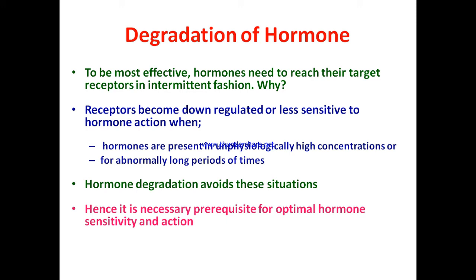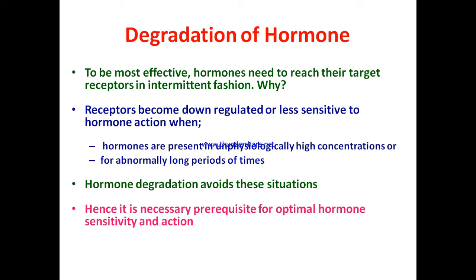To be most effective, hormones need to reach their target receptors in intermittent fashion. Why? Receptors can become down-regulated or less sensitive to hormone action. This can happen in two situations. Hormones are present in unphysiologically high concentrations, and also for an abnormally long period of time. These two situations, high concentrations as well as availability for a longer period of time, will down-regulate or make the receptor less sensitive to the hormone.